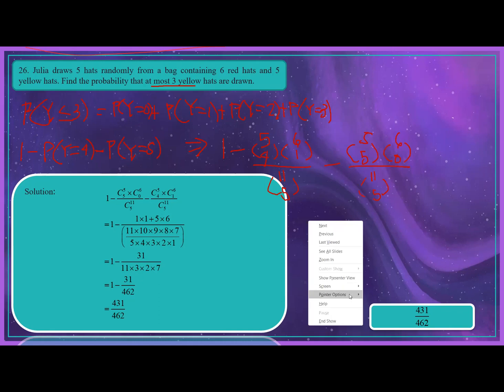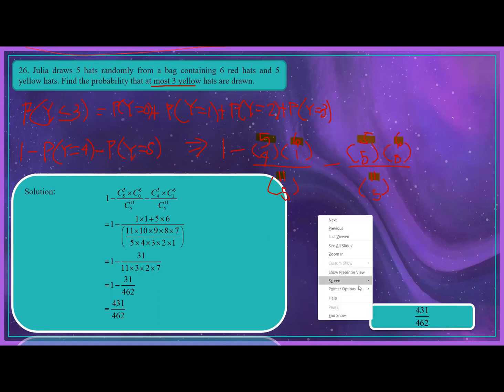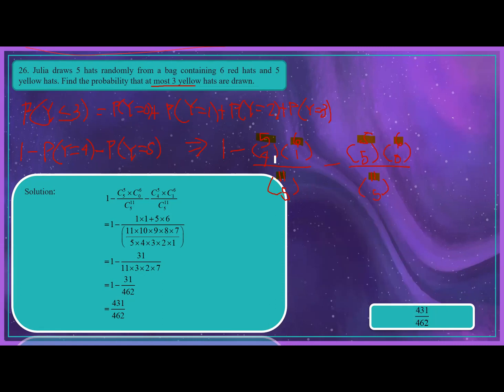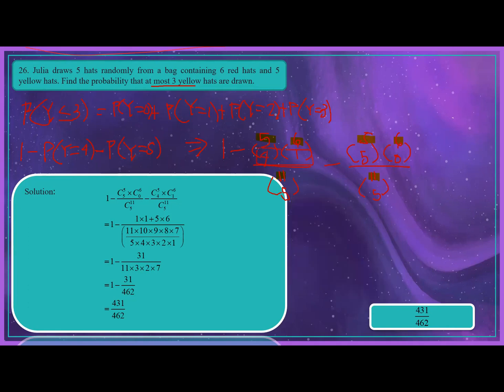For this, the best way to check your solution is that the 5 and 6 must total 11. And for the bottom part, 4 plus 1 equals 5, and 5 plus 0 equals 5. That's your way of checking if your answer is correct.